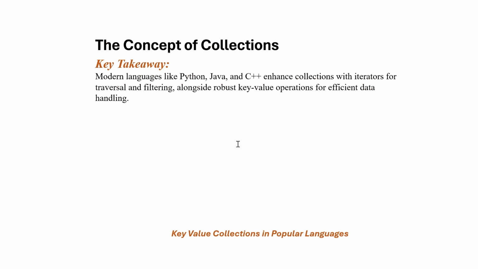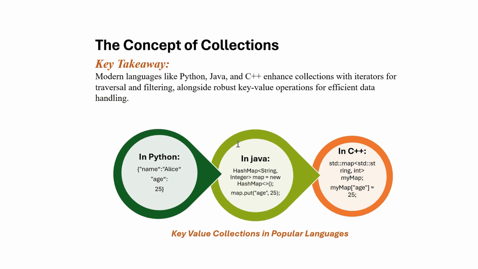Now we talk about the concept of collection. In modern languages, we have key value pair constructs available. In Python, it is very easy. For the same example that we discussed previously, the name John can be stored with his age. Similarly, in Java, we use a hash map, which is a library. And in C++, we also have constructs for mapping these values, name and key value pairs.